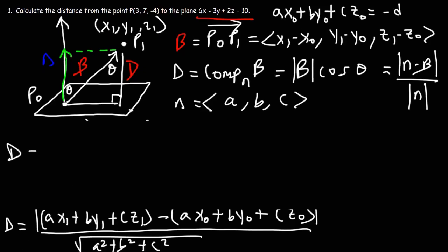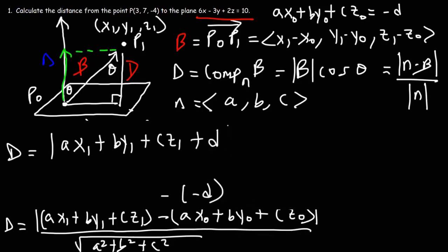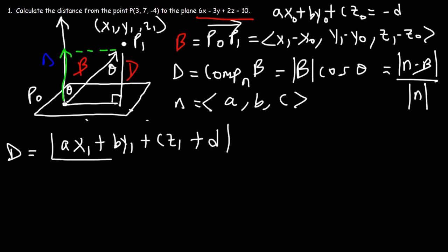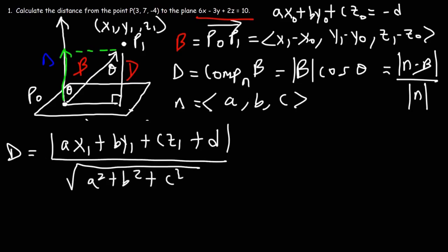So now I have that d is going to be ax1 plus by1 plus cz1. Now replacing all of this with negative d, I have negative times negative d, so it becomes positive d. And then all of that will be divided by the square root of a squared plus b squared plus c squared. So this is the formula that we need in order to calculate the distance from a point to a plane. So now let's work on finishing the problem.